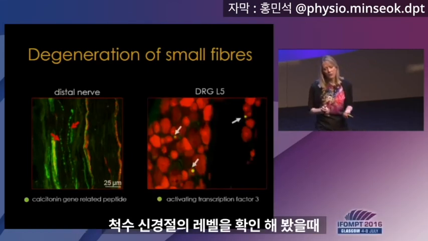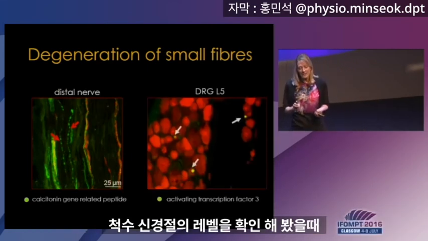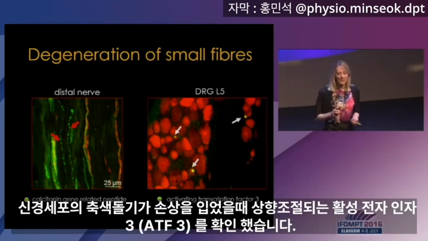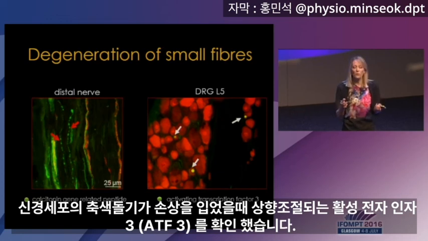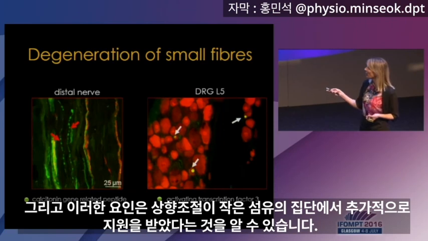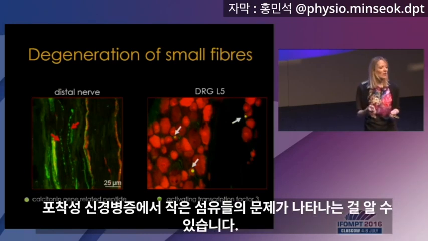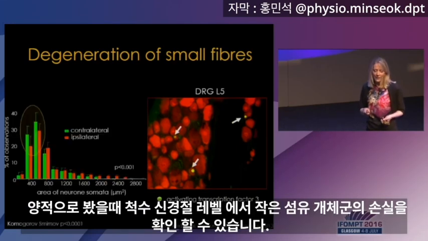So we looked at the level of the dorsal root ganglia to see whether we made a mistake. And when we looked there, we stained with activating transcription factor 3, which is upregulated if an axon is damaged. And you can see that the upregulation of this factor was predominantly in the small fiber population, further supporting that there is indeed something happening to these small fibers in an entrapment neuropathy. Now, when we quantified that, we also confirmed that it was this small fiber population that was lost at the level of the dorsal root ganglion.